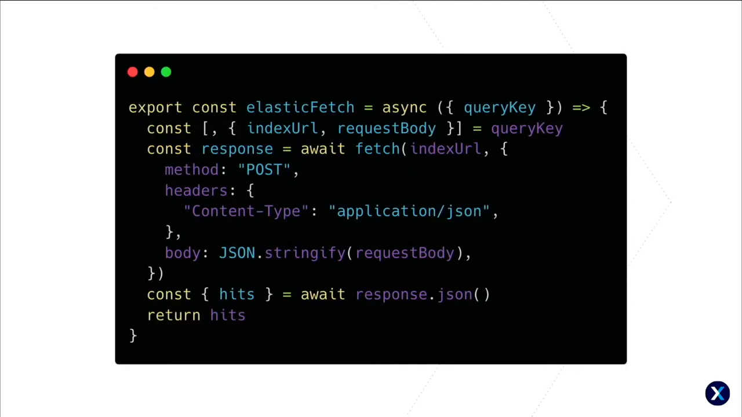And we'll have a look at what that looks like now. So this is our elastic fetch callback that we're using in the useQuery hook. We literally just get the index URL and the request body from the query key directly, and just post that straight to OpenSearch and then return the results.